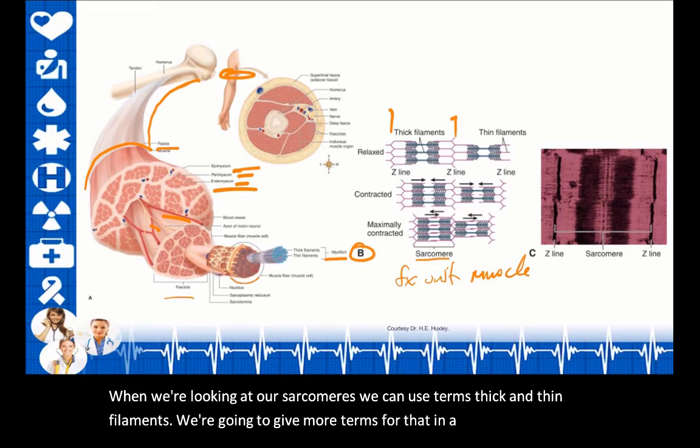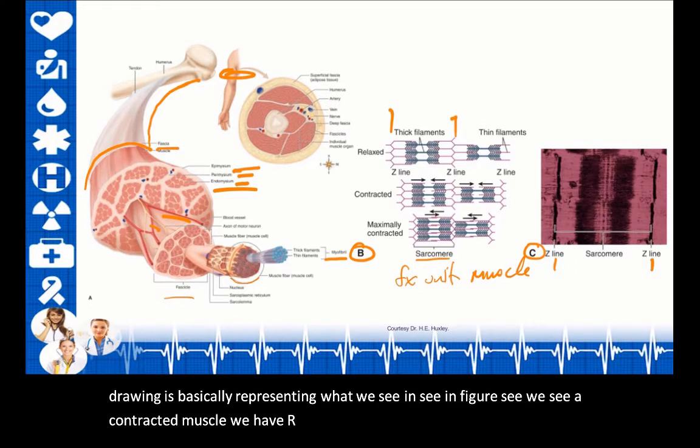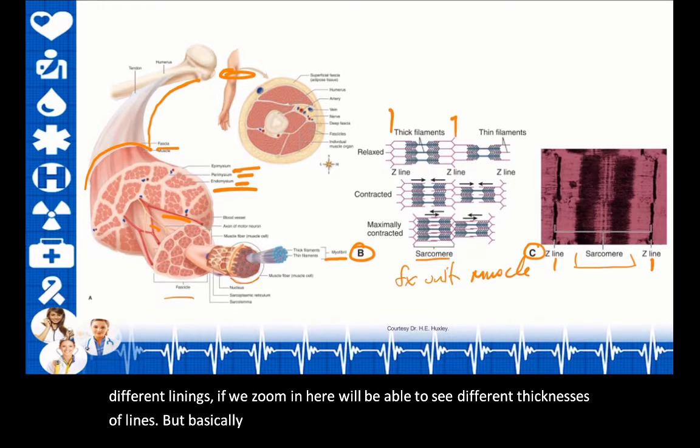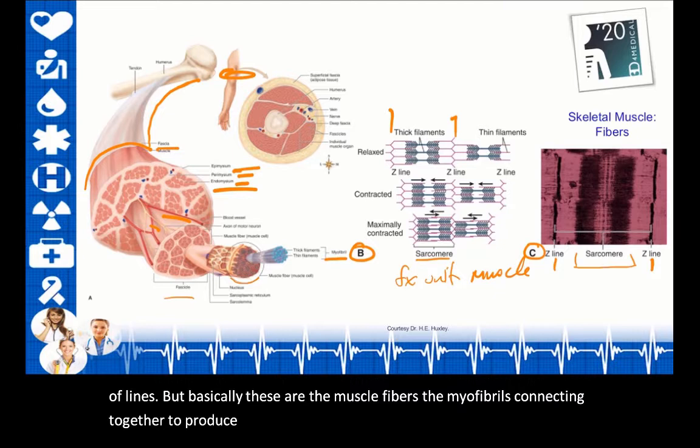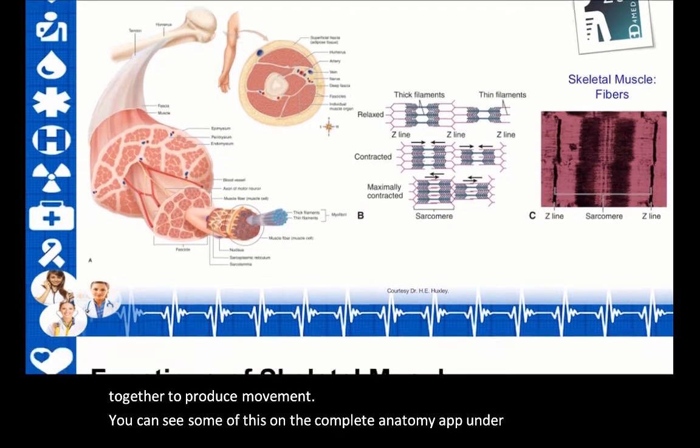But this drawing is basically representing what we see in C. In figure C, we see a contracted muscle. We have our Z line. And the sarcomere, we can see, has different linings. If we zoom in here, we'll be able to see different thicknesses of lines. But basically, these are the muscle fibers, the myofibrils connecting together to produce movement. You can see some of this on the Complete Anatomy app under skeletal muscle fibers.